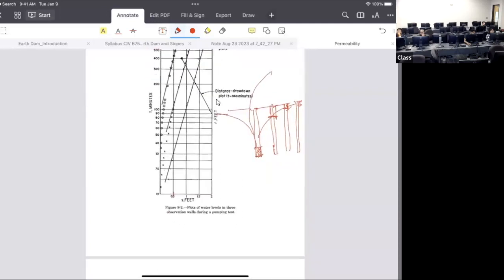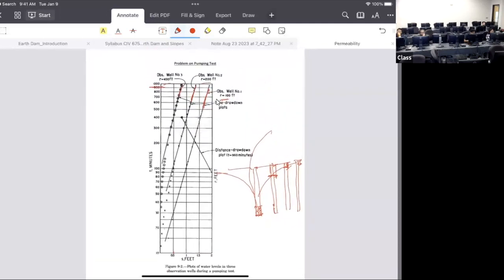So it keeps dropping, but they just monitor it for a certain period of time. You know, basically you need to look at when it becomes a stable phase, when all the lines are parallel and stable, right? So you can pick any point, any line.